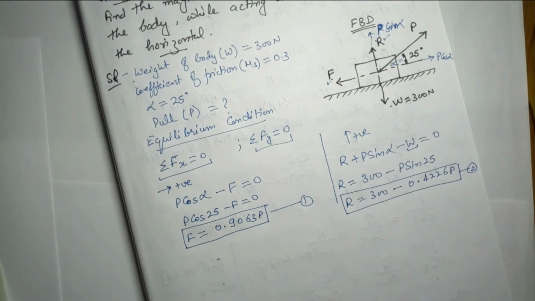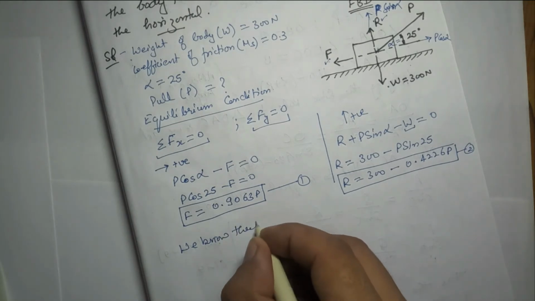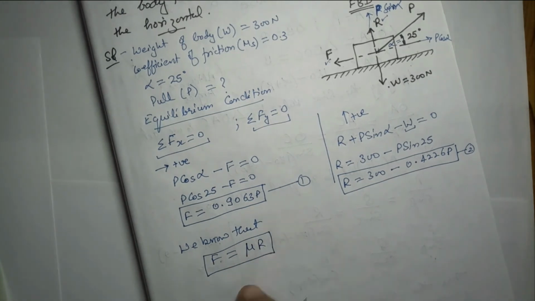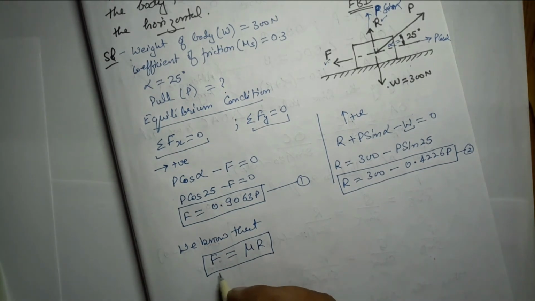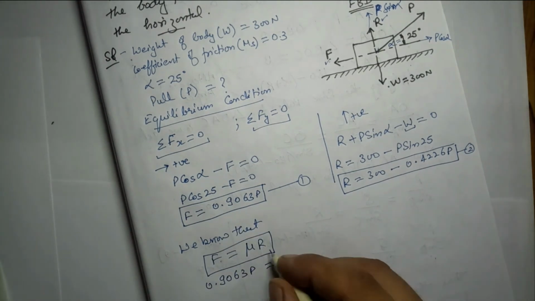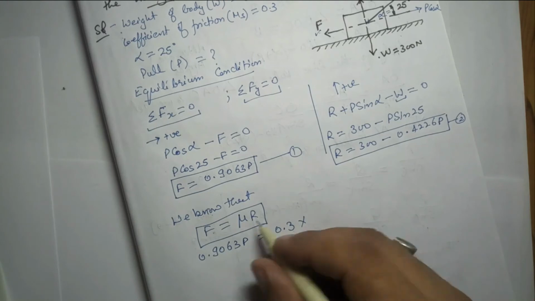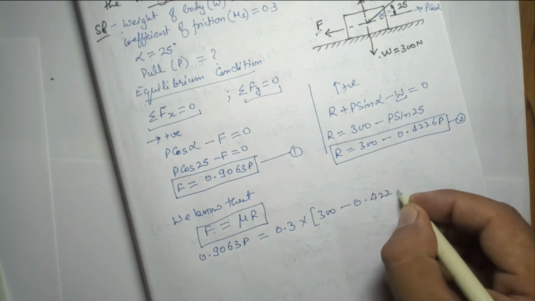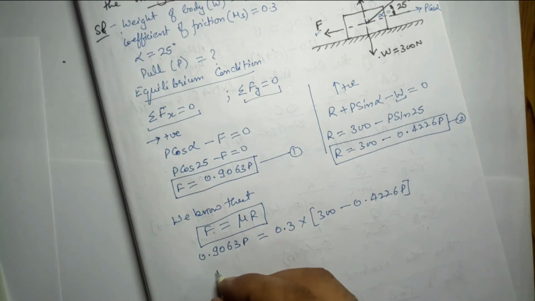Now using these two, we can find out the unknown. How? We know that F is equal to what? Mu R. This is the equation we know everywhere. We apply friction is equal to coefficient of friction times normal reaction. So the value of F we have is 0.9063 P, and that is equal to mu, the value of mu given in the question, that is 0.3 static mu, times the value of R. We have the value of R, that is 300 minus 0.4226 times P.